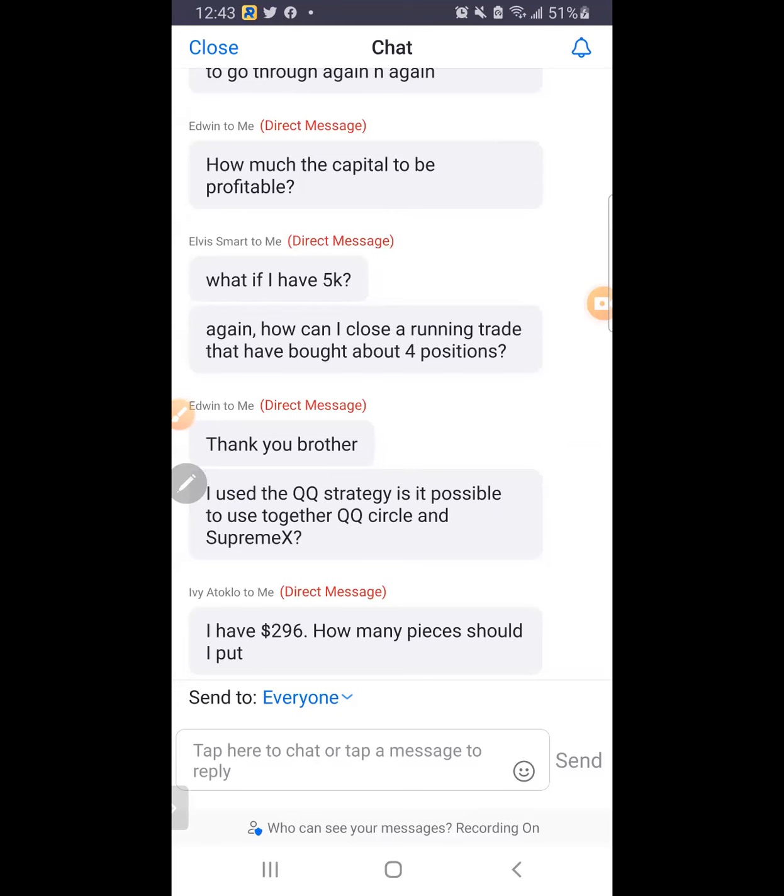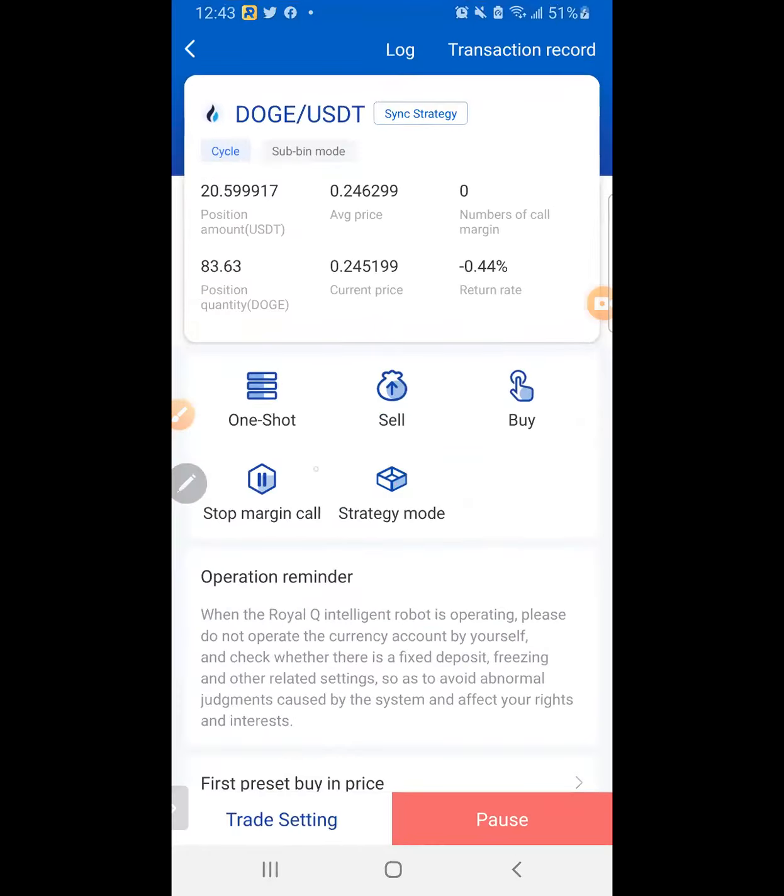Okay, somebody said, what if I have 5K again? How can I close a running trade that I've bought about 4 positions? Oh, good questions. So let me answer the first one. What if I have 5K? If you have 5K, now what do you do? How do you do your calculation?